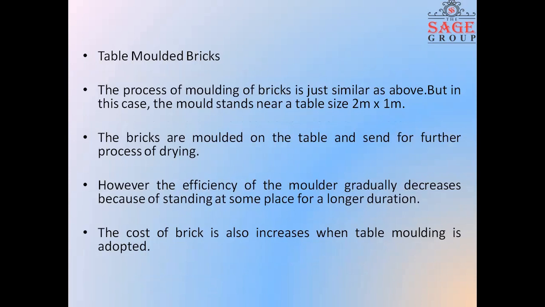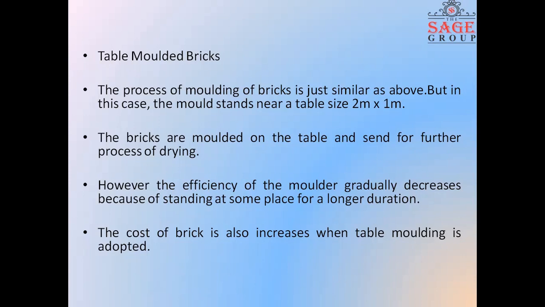Then the table molded bricks. This process is just similar to the above, but in this case the mold stands near a table of size 2 meter by 1 meter. That means the molding is done on a plain stable table so that even pressure is applied on the mold, and the brick is taken off the table and sent to the further process of drying.